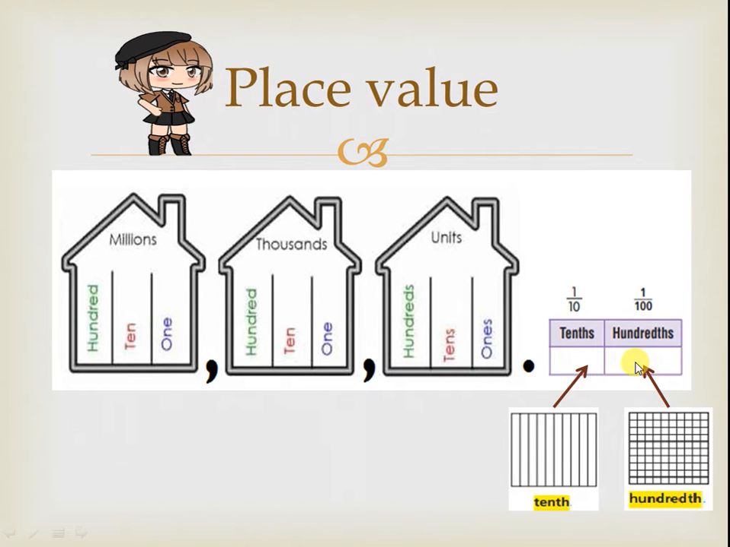So to the right of the tenth comes the hundredth. And the hundredth is dividing the whole one into 100 small pieces. So each small square is called 1/100th.